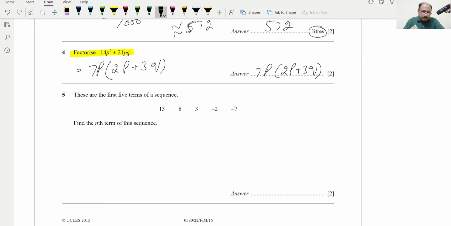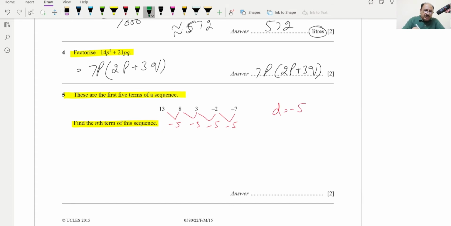Now question number 5. These are the first 5 terms of the sequence, and we have to find the nth term of the sequence. So first we will check for the difference. 8 minus 13 will be equal to minus 5. 3 minus 8 is also minus 5. So each term is having a difference of minus 5, and so D will be equal to minus 5.